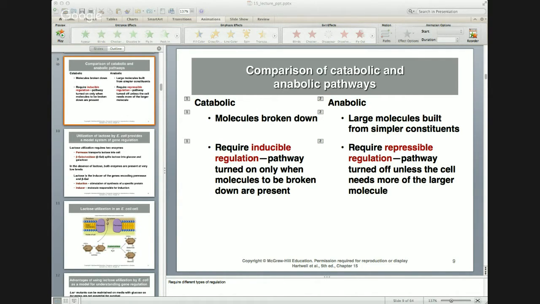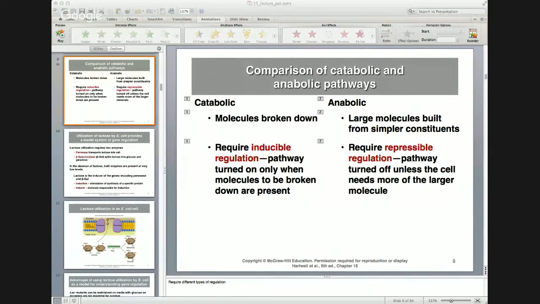Here's another type of constitutive mutant known as the LAC-OC mutant. This is a mutation that occurs on the actual operator site. So there's a mutation in the operator. So here, these are OC mutants.